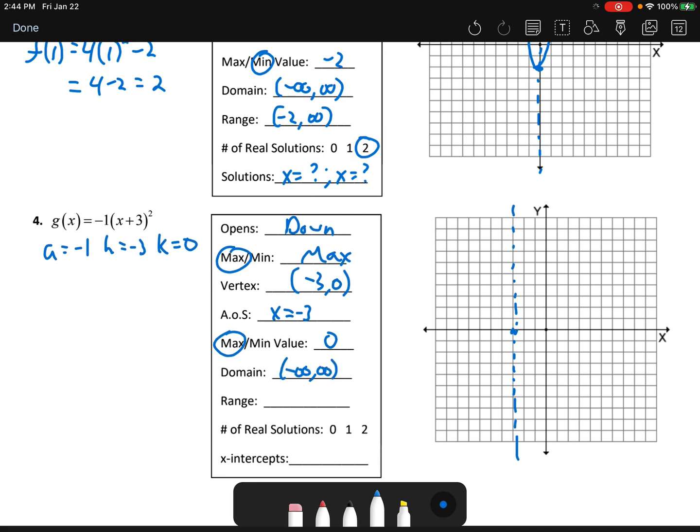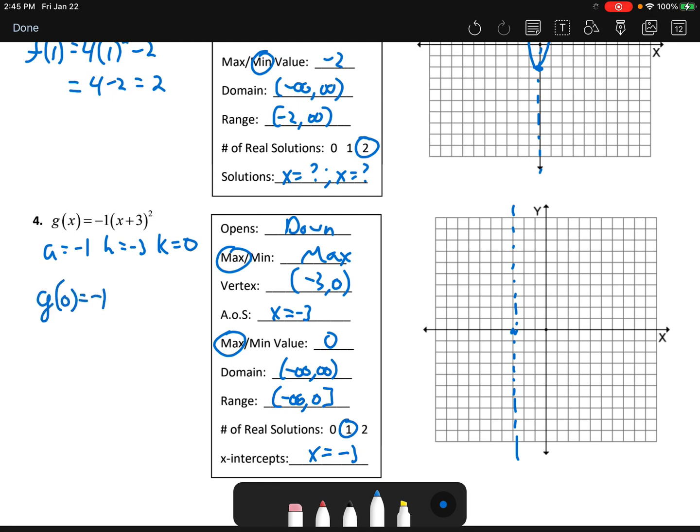Our domain, our range would be negative infinity up to 0. So we're going to have one solution, aren't we? Negative 3, 0. So our x is negative 3. So we've got everything but a graph. We just filled it in, but we don't have a graph. So we got to pick a point that's close to negative 3. Well, we could pick 0.